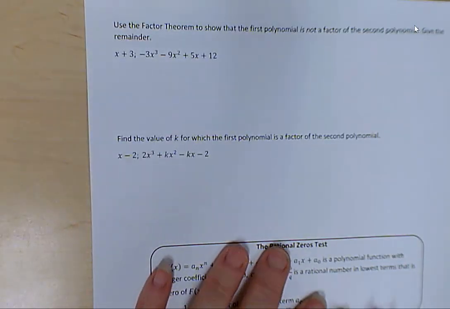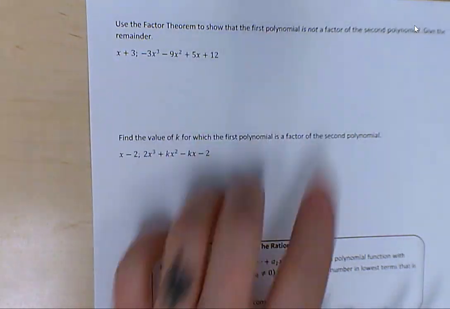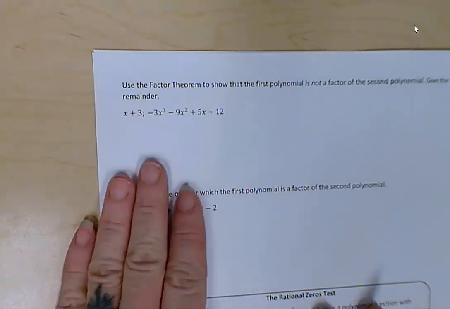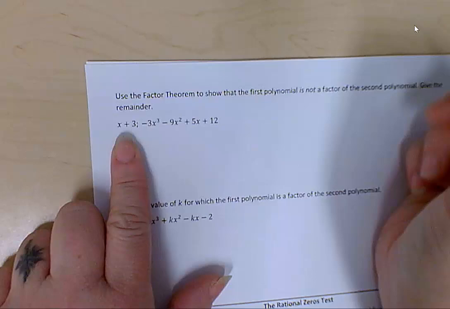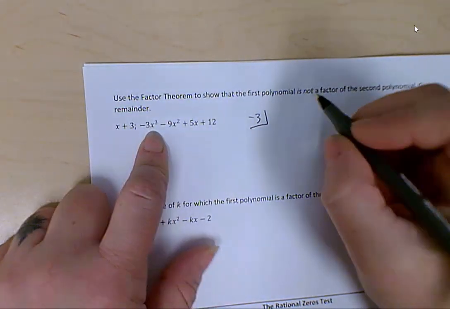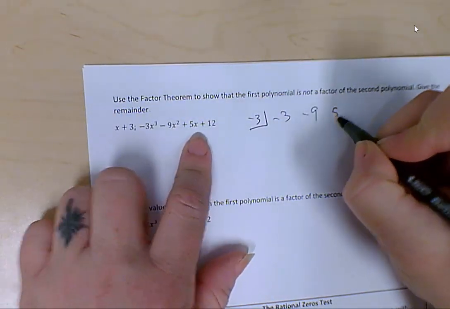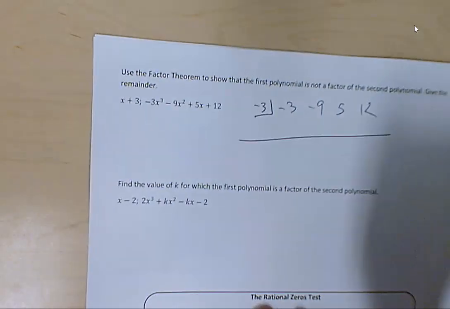Jumping right into the next example, it says use the factor theorem to show that the first polynomial is not a factor of the second polynomial. So let's jump right into synthetic division. It gives us x plus 3, so we are testing negative 3. Our coefficients here are negative 3, negative 9, positive 5, and a 12.